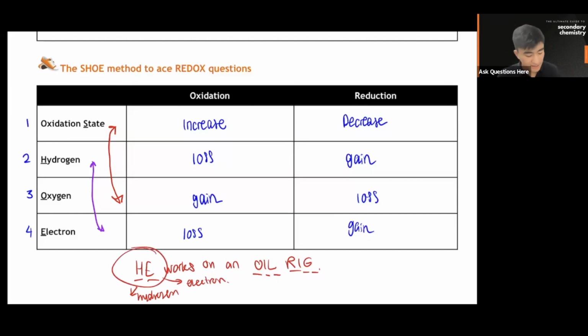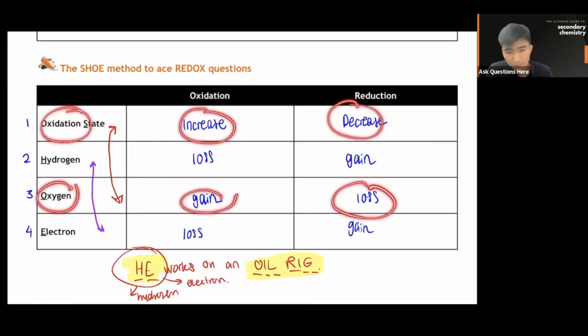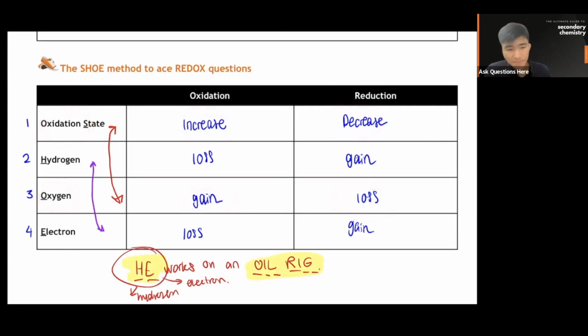Okay, so this is something that you must remember for oxidation and reduction. He works on an oil rig. So hydrogen, electron, you must follow: oxidation is loss, reduction is gain. For oxidation state and oxygen, it is increase, decrease, gain, and loss. Okay, so this is your SHOE method.